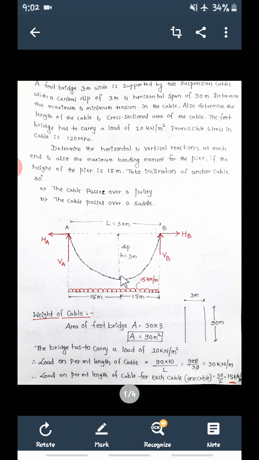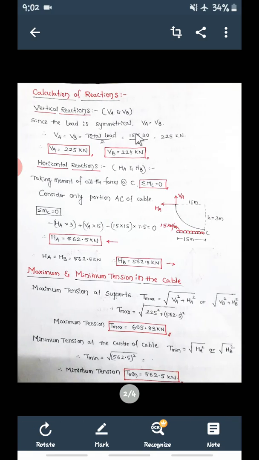Whatever the point load is there, half of that load will be taken by this reaction, half will be taken by this reaction. Means what is the total load? 15 into 30 divided by 2 will be the load taken by each reaction, that is VA is equal to VB is equal to 225 kilonewtons. Since the load is symmetrical, VA and VB are the same. This is the vertical reaction we have found out.